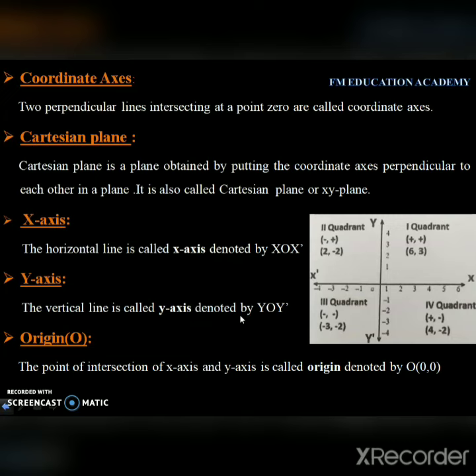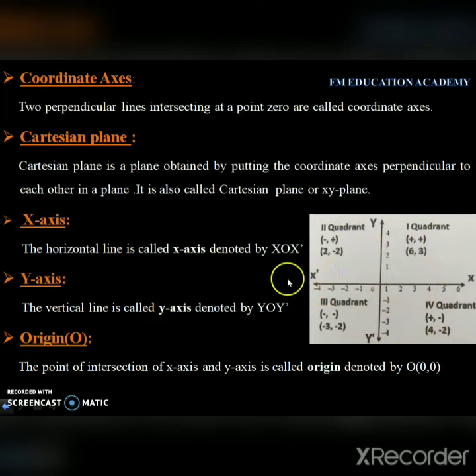So let's begin. First, you can see in this figure that we have 4 quadrants. Okay, we have 4 quadrants. 4 quadrants means first quadrant, second quadrant, third quadrant, fourth quadrant. That is, any graph will be divided into 4 quadrants, right?